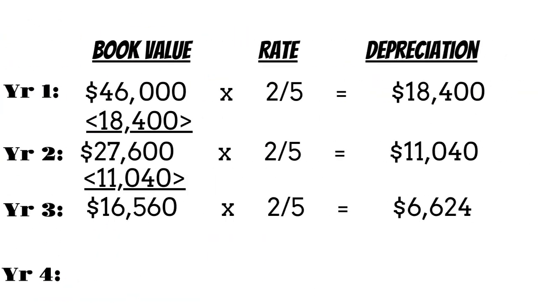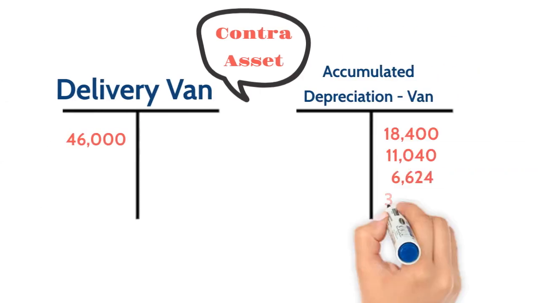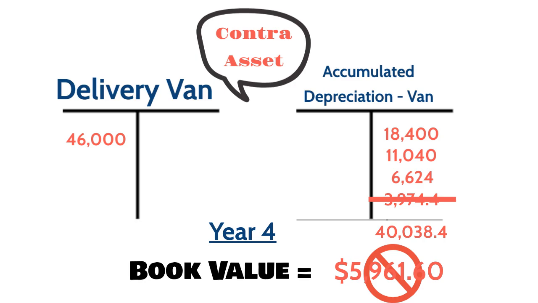Year 4. We prepare the same calculation, $9,936 times 2/5, which is $3,974.40, and we update our T account for the year 4 depreciation. That brings us to a book value of $5,961.60. Oh no, that can't be right. Let me show you why.